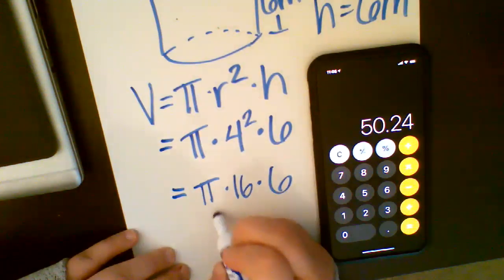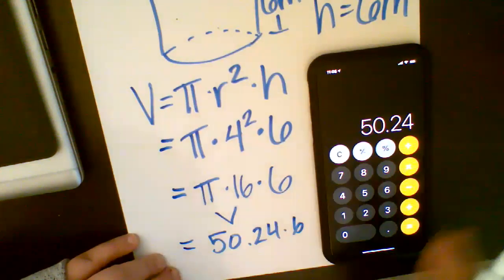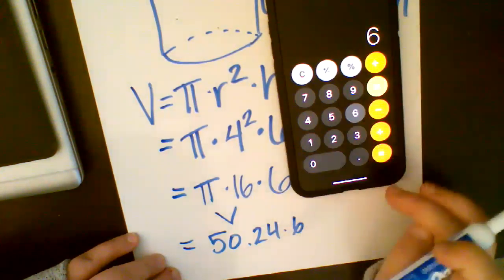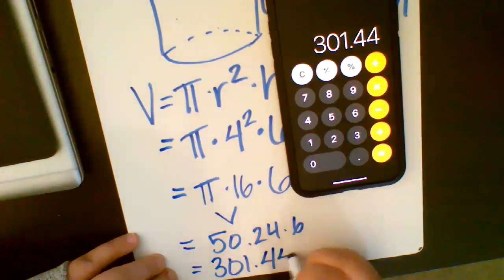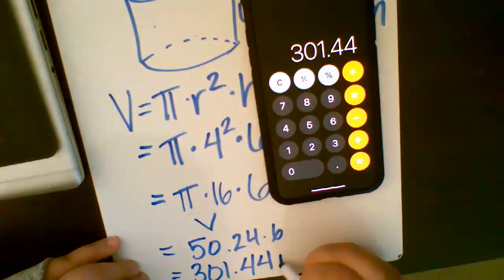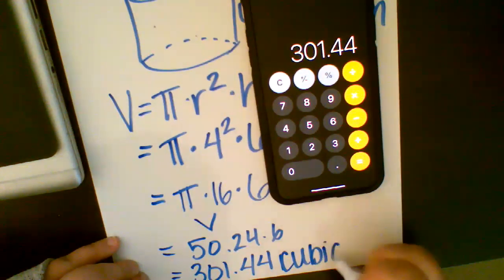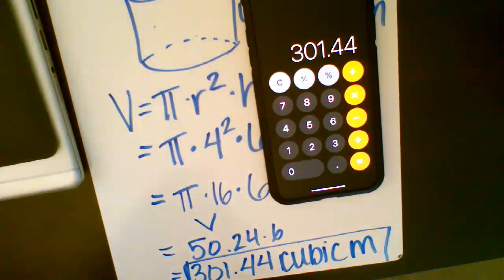Come on, equals, there we go. This guy turns into 50.24. And our last step is to multiply by the height, which we have as 6. So we multiply to get our volume. Meters was our original units up here, so our final units are cubic meters. Okay, so that's a nice quick review on how to find the volume of a cylinder.